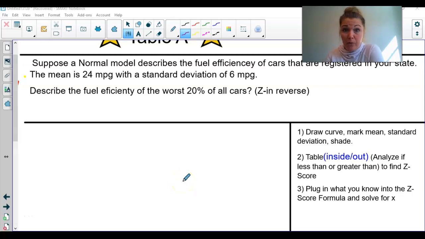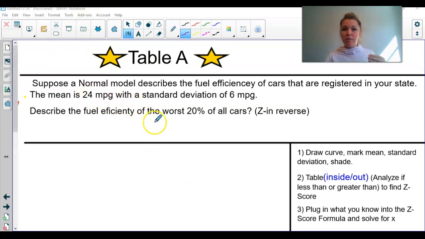Okay, so now we're back, right? And we're still doing something similar, but you're going to notice a plot twist here. Same scenario that we've been working with. Suppose a normal model describes the fuel efficiency of cars that are registered in your state. The mean is 24 miles per gallon with a standard deviation of 6. Describe the fuel efficiency of the worst 20% of all cars.